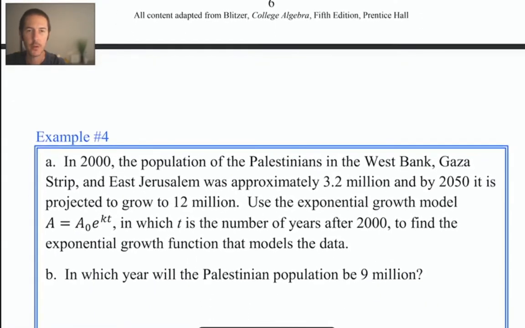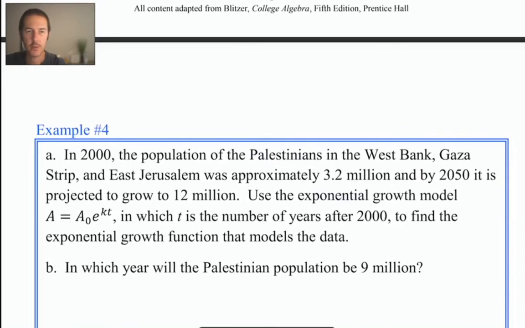These notes you're seeing on these slides were originally created to go along with a particular textbook, but they do apply across the board, not just to Blitzer's college algebra book.